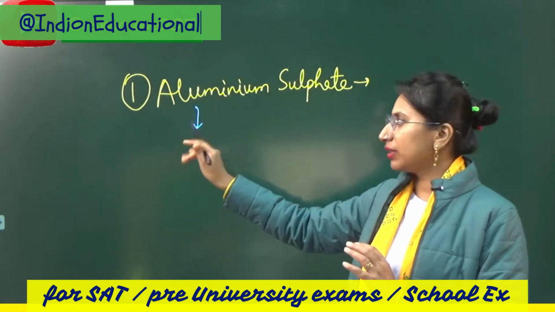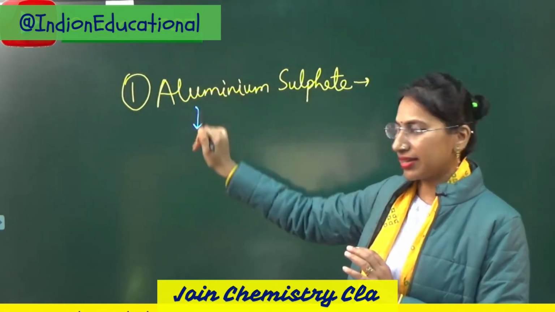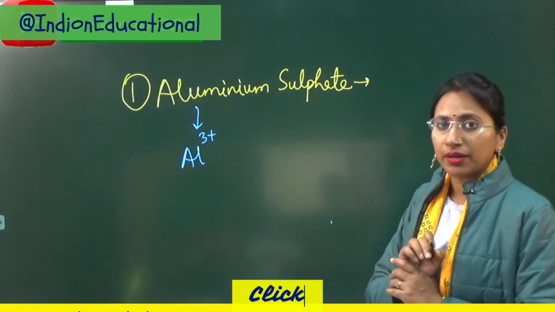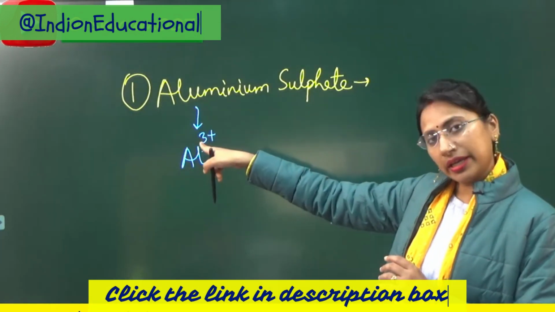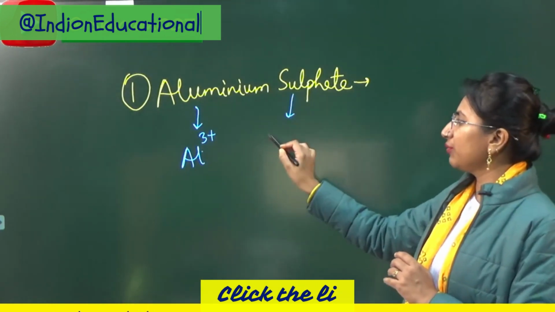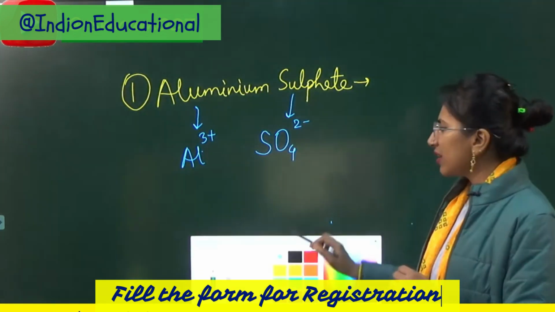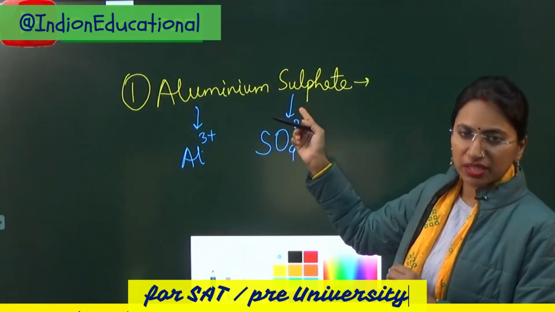At first, from aluminium, this is generally the part where the cation is present, right? Aluminium, how is aluminium represented? Plus 3 charge. Al plus 3 charge. Very nice. And how can we represent sulfate ion? SO4, minus 2. Very nice. You can write it as 2 minus or minus 2. That is completely fine.